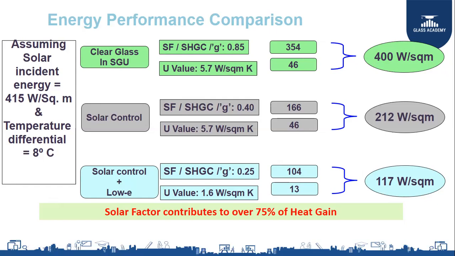Through this technology, you are achieving a solar factor of 0.4. So when you are achieving this 0.4 solar factor, 0.4 multiplied by 415 gives 166 watts per square meter, and 5.7 into 8 is the same. So the U value is not reduced. Only the solar factor I am reducing. Look at the impact it is making. From 354, it becomes 166 directly. U value remains the same, so the indirect heat gain remains as it is at 46. So the sum has become 212.